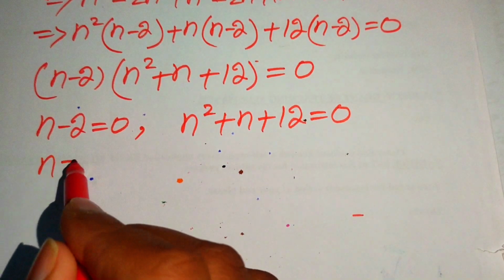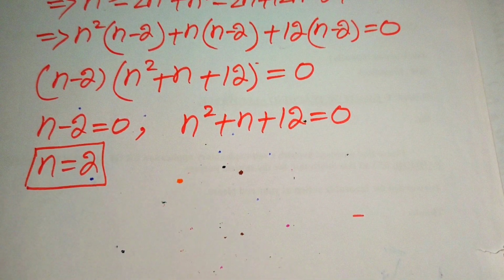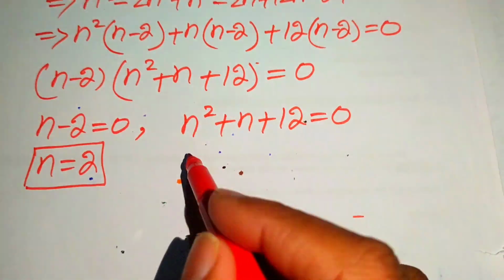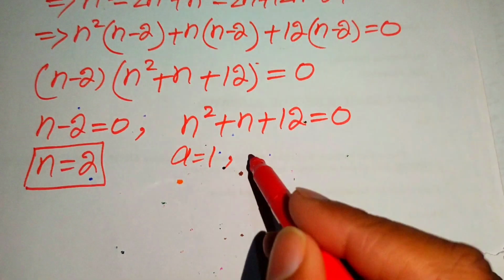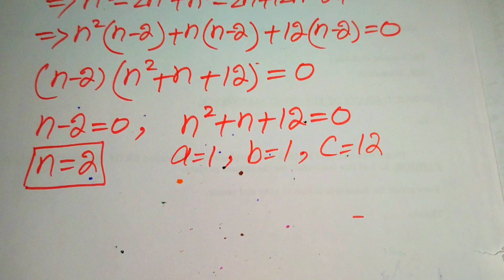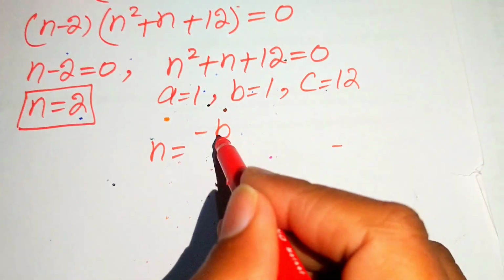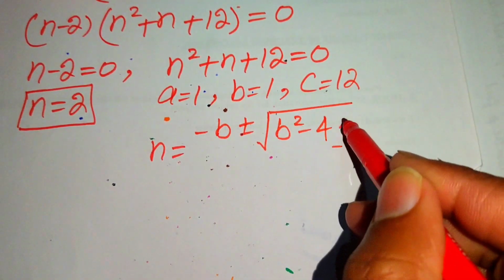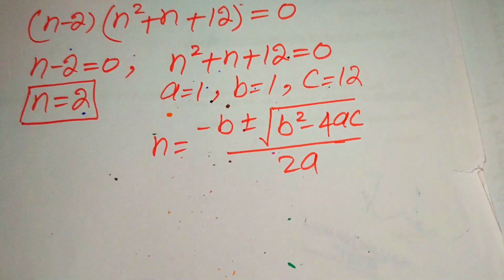In the first case you get the value of n equals 2, and now we move towards the second case. In the second case we need to use the quadratic formula. First we write the coefficients of this equation: a equals 1, b equals 1, c equals 12. Our quadratic formula looks like this: minus b plus or minus square root of b squared minus 4ac, divided by 2a.